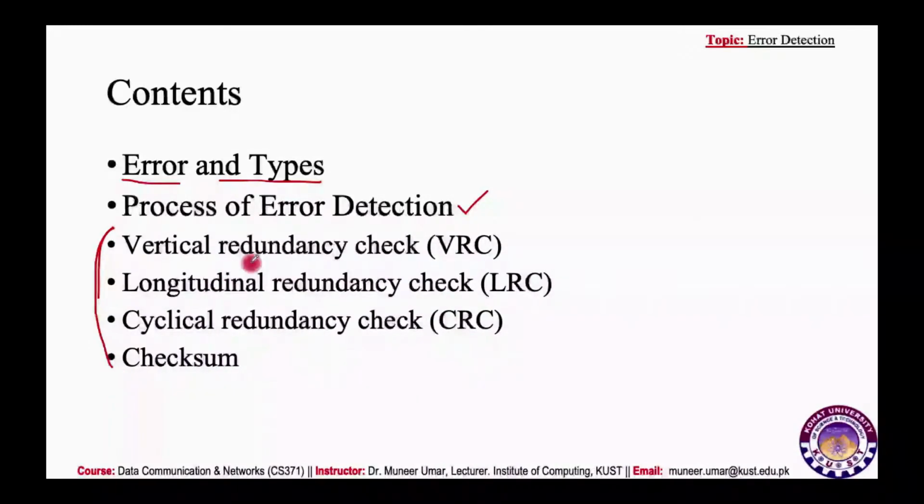These are vertical redundancy check, then longitudinal redundancy check. These two use the parity bit mechanism. So we will also study about the parity bit. Then we have cyclical redundancy check. We can also call it cyclic redundancy check, CRC. And at the end, we will have the checksum. We will look into all these detection mechanisms, and we will have some examples for these.